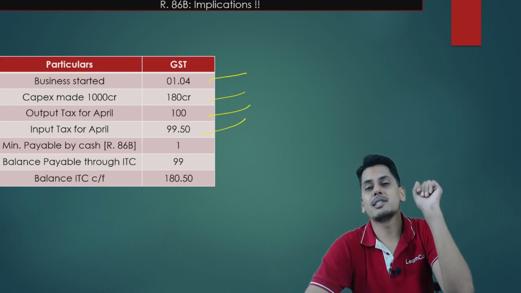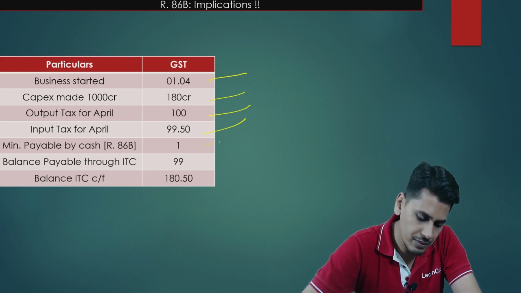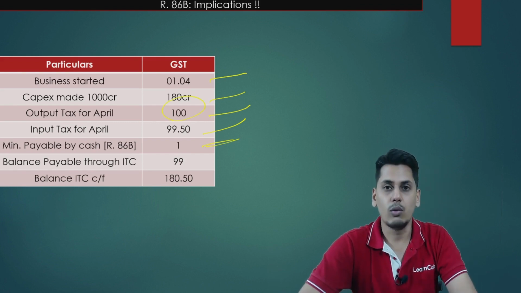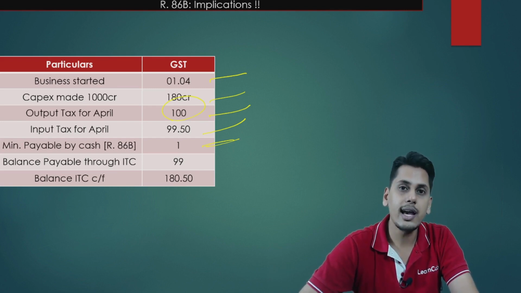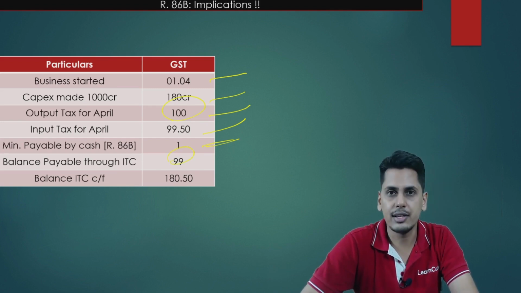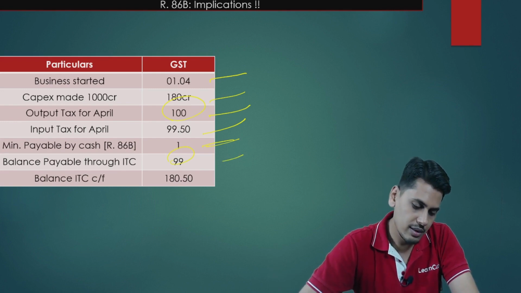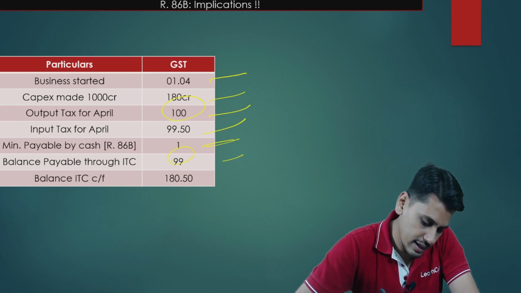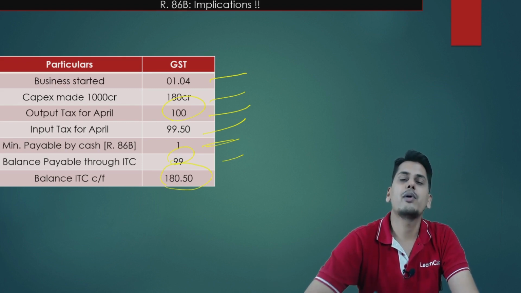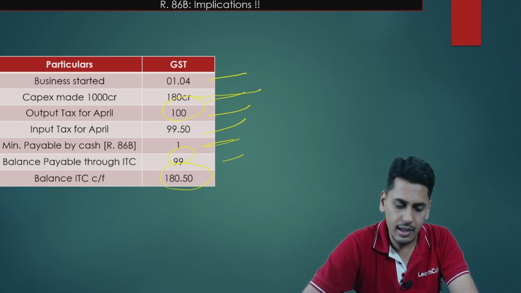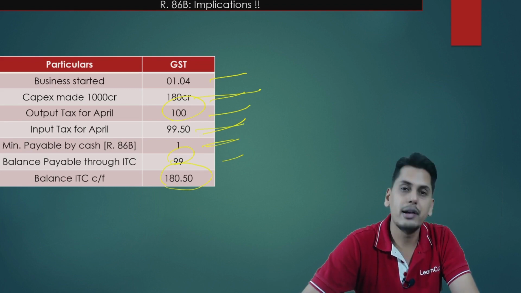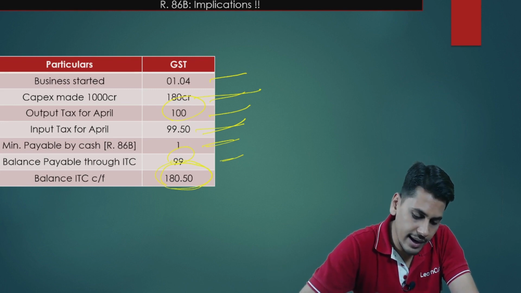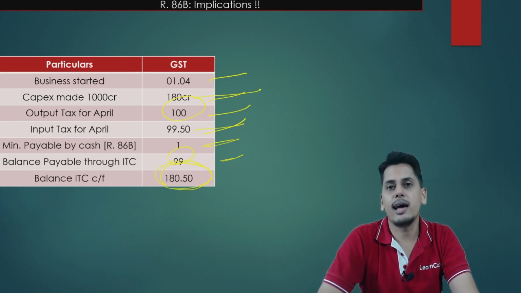What is the minimum amount which is payable through cash ledger according to Rule 86B? It is 1 crore. Balance, total liability 100 crores. 1 crore is payable through cash ledger. The balance 99 is payable through credit ledger. So after paying 99, the amount of credit which is going to get carried forward is going to be 180.5. You had 180 credit already, plus there was 99.5 and minus there is 99. So you have got 180.50 credit which is being carried forward.